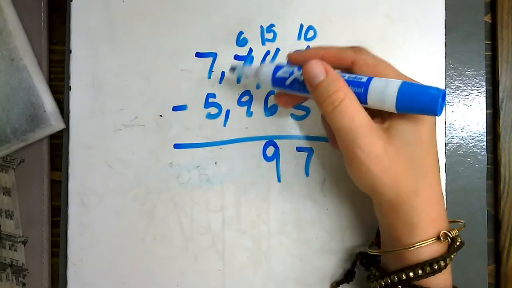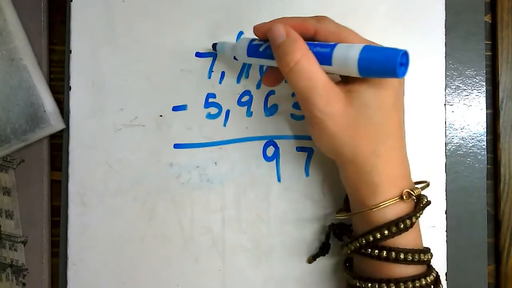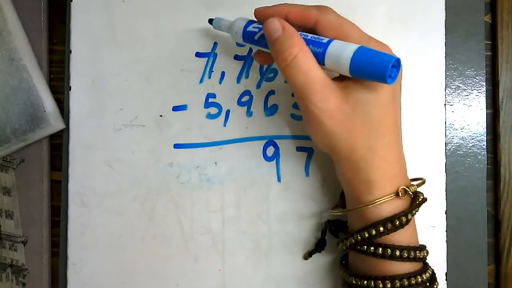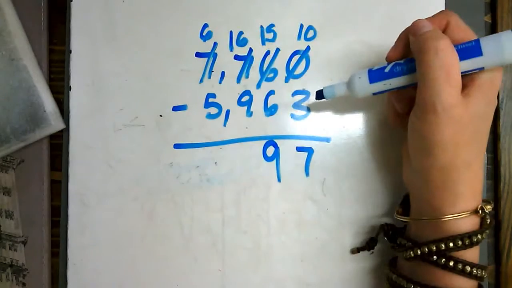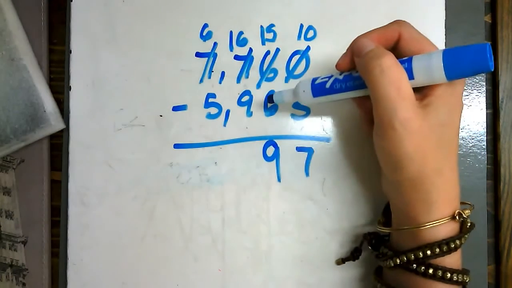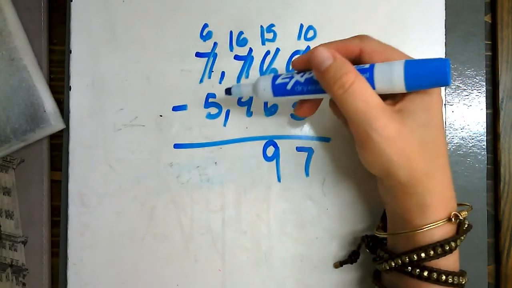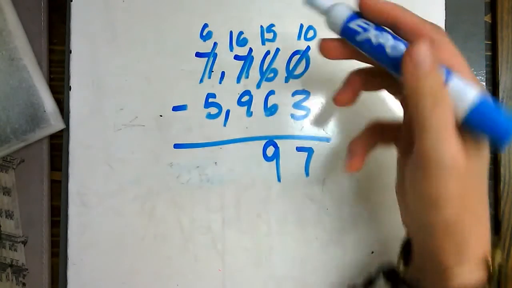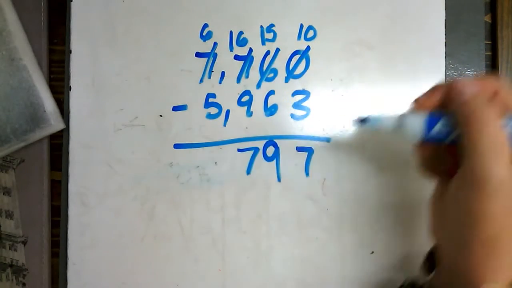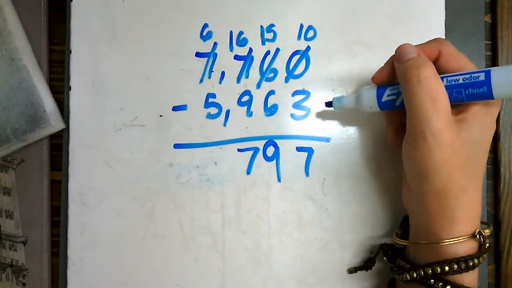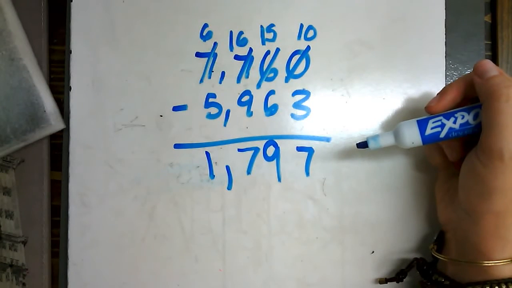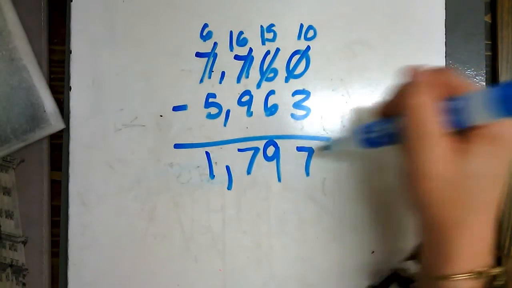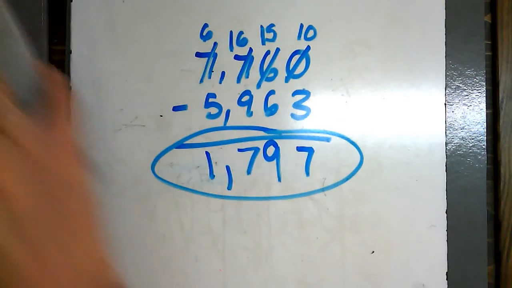Over to my hundreds place, 6 minus 9, cannot do that either, so head over to my thousands, turn that 7,000 into 6,000, and turn that 600 into 1,600. 16 minus 9, well, I know 16 minus 10 would be 6, so this must be 7. And my thousands place, 6 minus 5 is 1. And so my answer is 1,797. All right, not too bad. Let's move on to number 3.